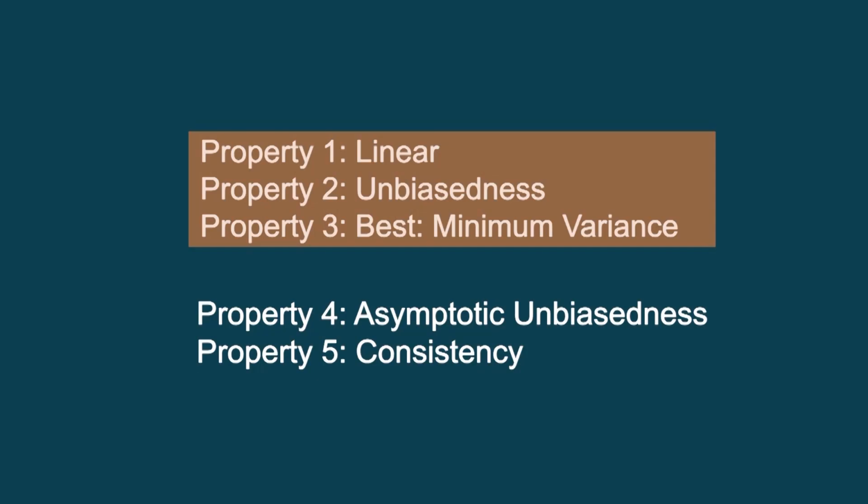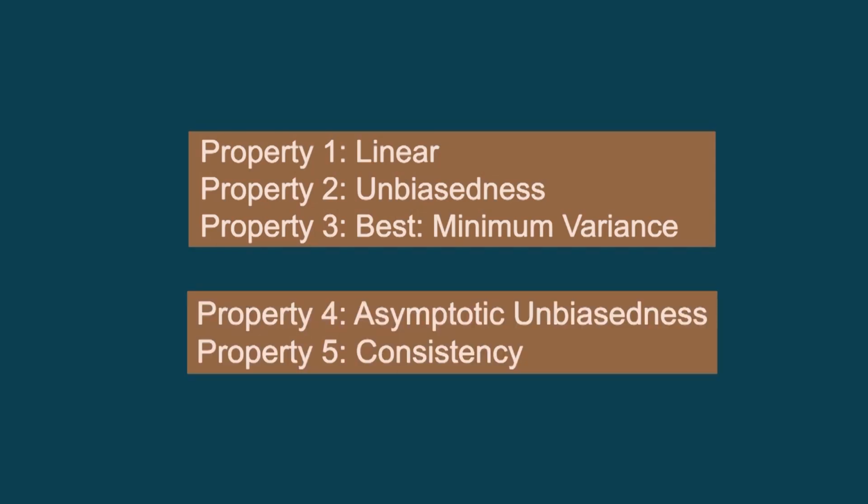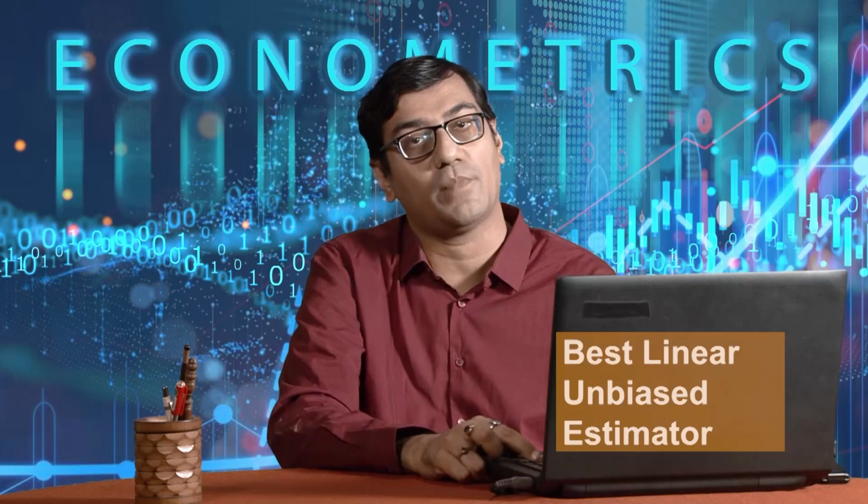So basically, we have the 5 properties as the best properties of estimators. The first 3 are considered small sample properties, and the remaining 2 are the long run or large sample properties. So as we move on to the derivation of the BLUE property, which is basically referred to as the best linear unbiased estimator, in a 2-variable regression model, we have to be very careful about the slope coefficient.